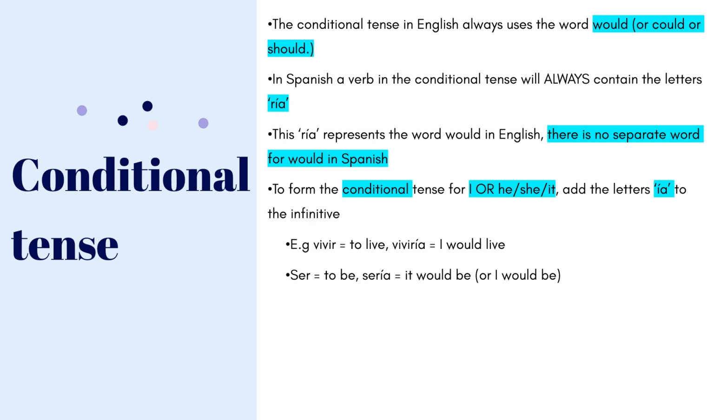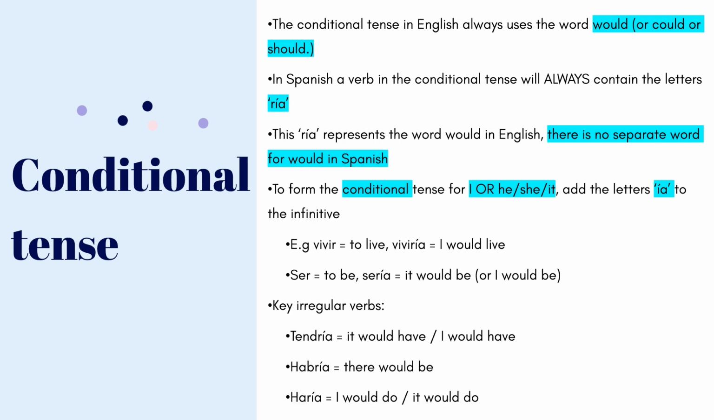And another example, ser means to be, sería, I would be, or it would be. And viviría could also be he or she would live. For the most part, we want to talk about ourselves with verbs, but occasionally things like sería, it would be, is much more common than I would be when we're writing in the conditional tense.